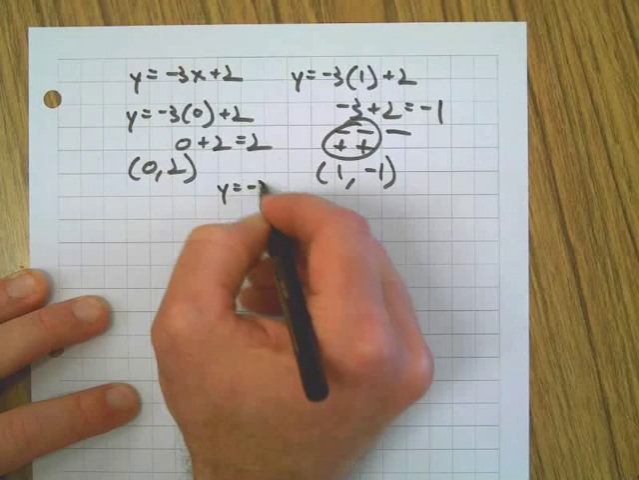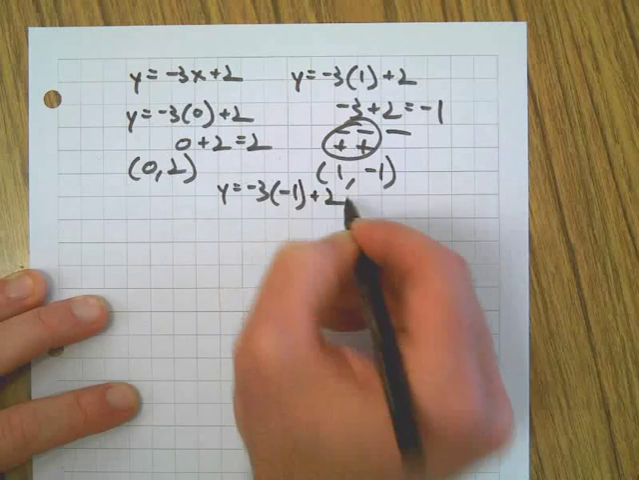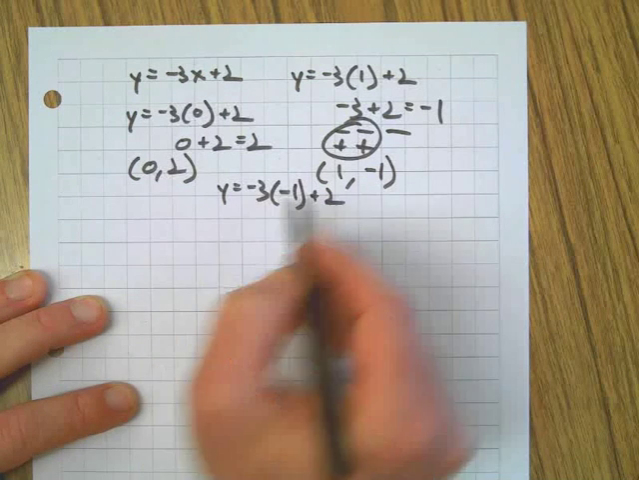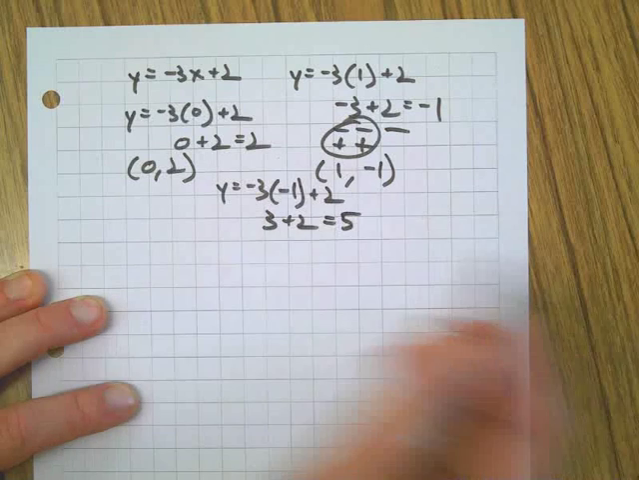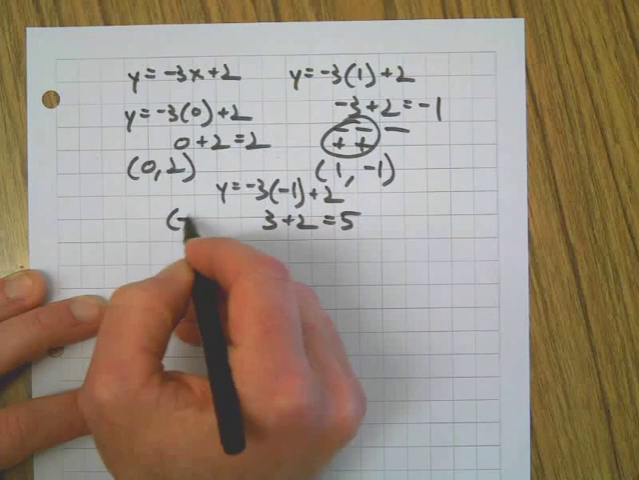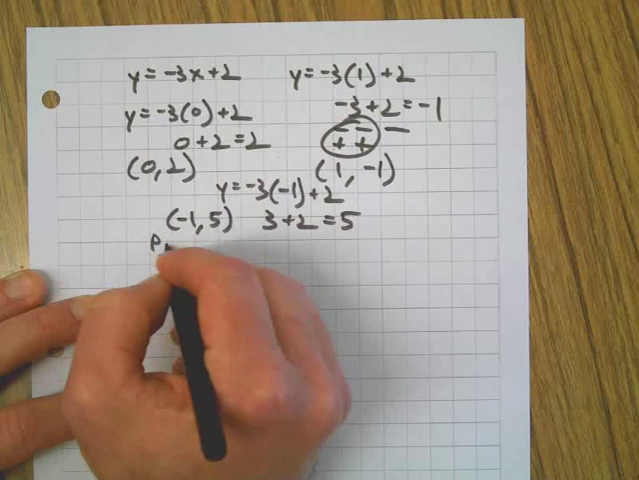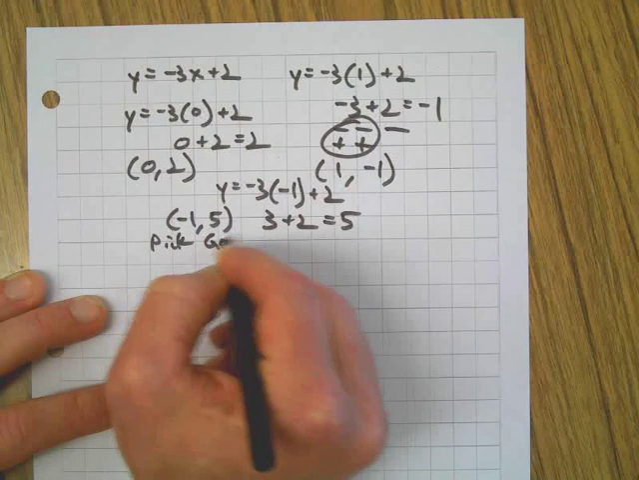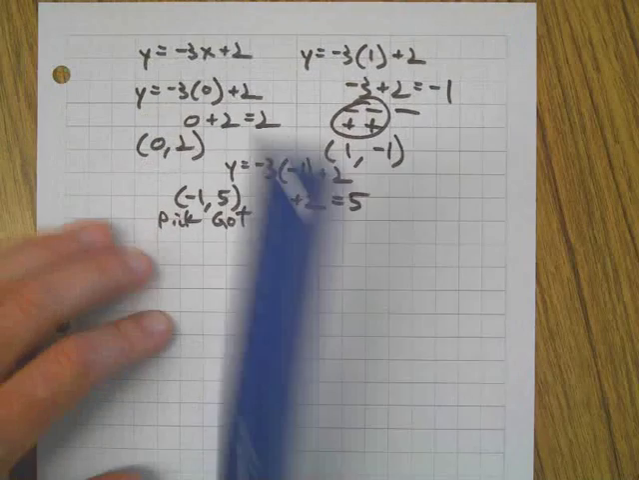And let's do one more. I'm going to multiply by -1 because same sign, positive answer. And my third ordered pair is what I picked and what I got. Picked and got. Remember that when you're substituting.